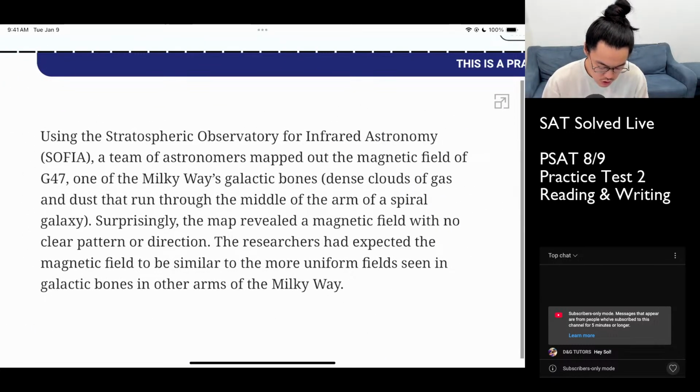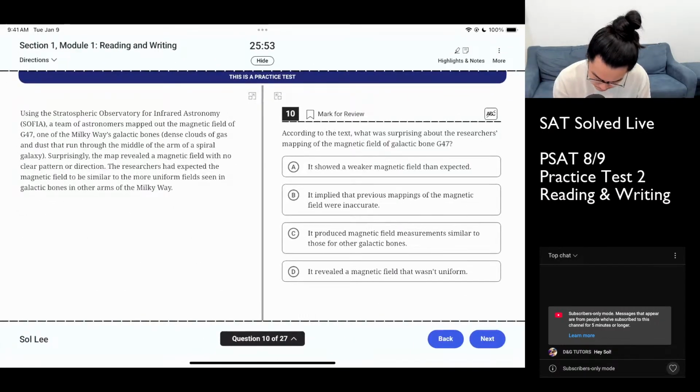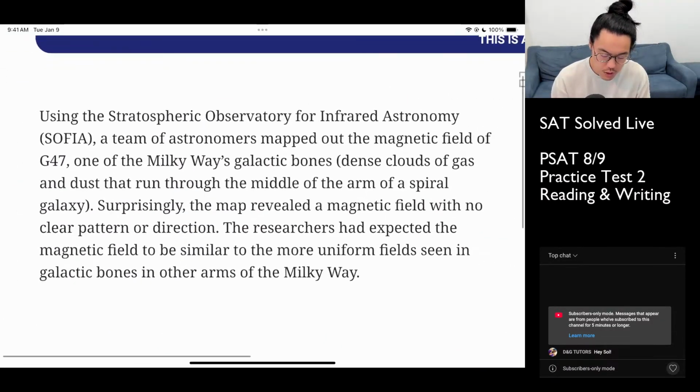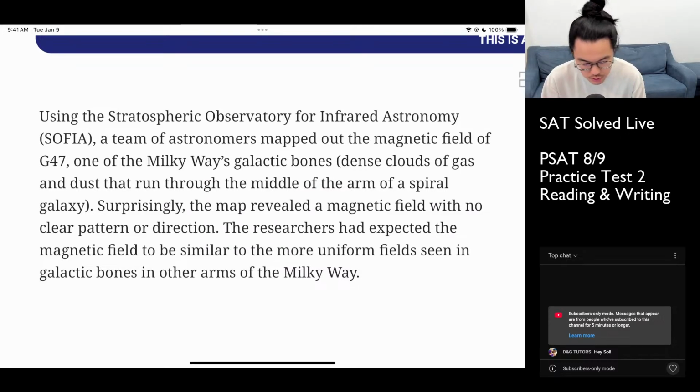Looking at the next question. What kind of question are we at? We're at details now, so we're in the information and ideas section. Stratospheric Observatory for Infrared Astronomy, SOFIA, is an observatory. Got it. Mapped out field of G47. It's a galactic bone. Surprisingly, all right. So we have a methodology. We have a topic. And then we have a discovery, magnetic field with no pattern direction.